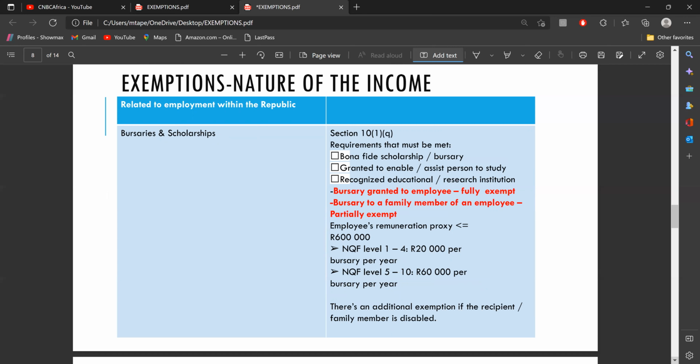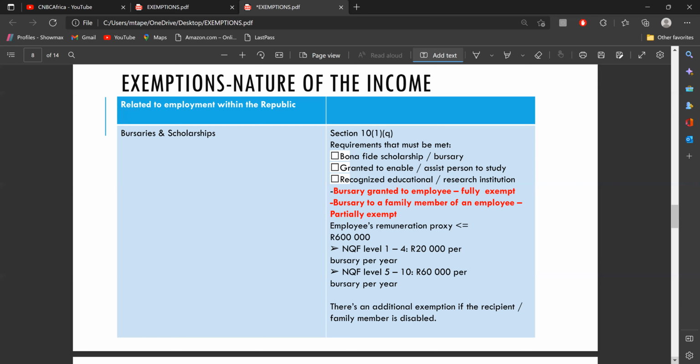So for a remuneration proxy of less than or equal to 600,000 Rand, you first have to look at the NQF level of the recipient of the bursary, right? So if the recipient is pursuing a qualification at NQF level 1 to 4, then the exemption will be 20,000 Rand per bursary per year. And if the NQF level is level 5 to 10, then the exemption would be 60,000 Rand per bursary per year.